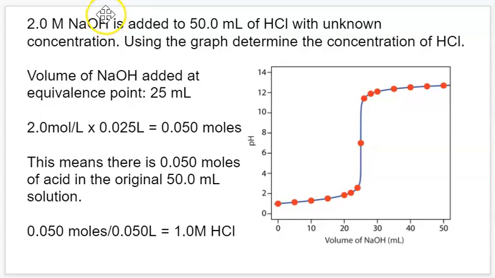Now, we know that the sodium hydroxide is 2 molar. So if we do 2 moles per liter times 0.025 liters, that means that 0.05 moles of the sodium hydroxide were added to the solution. And since this was the equivalence point, we know that there was also 0.05 moles of the acid in the original 50 milliliter solution. So from that, we can infer that there was 0.05 moles in the original solution, and the total volume of 50 milliliters. That means that the original solution of hydrochloric acid was 1.0 molar.